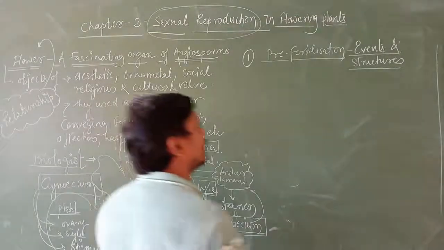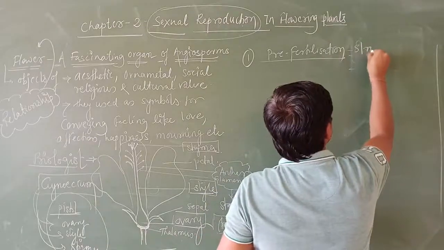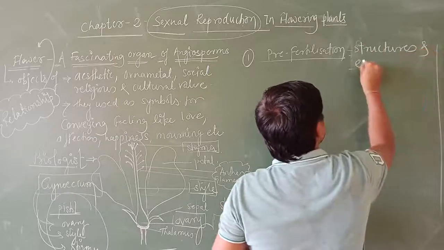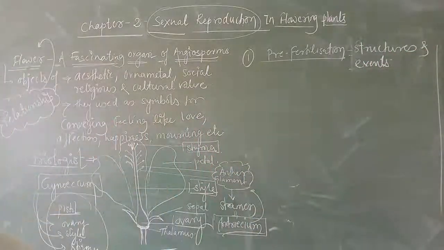In your book they are given like this, what they have written as structures and events. You can take that. Okay, so now we'll start with the male reproductive pre-fertilization structures and events.